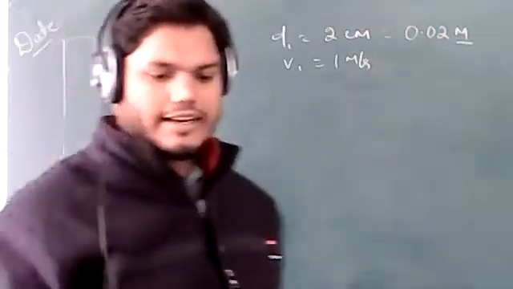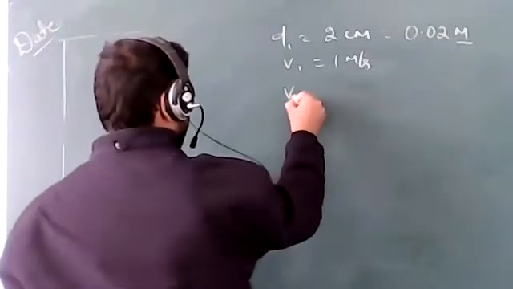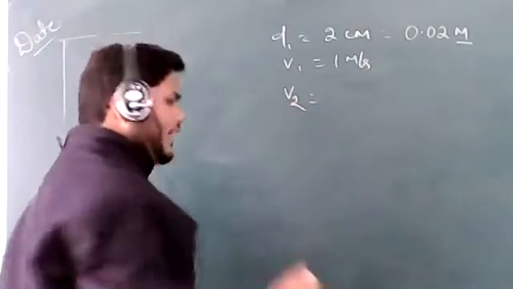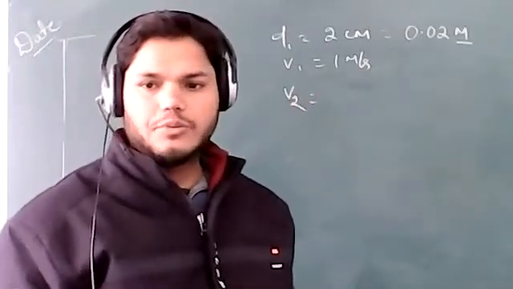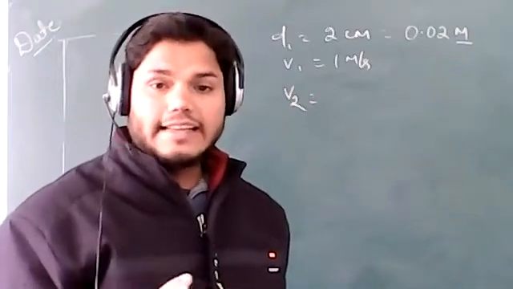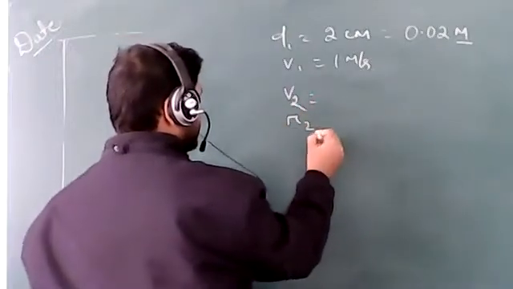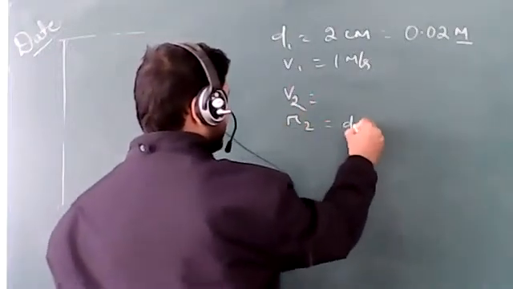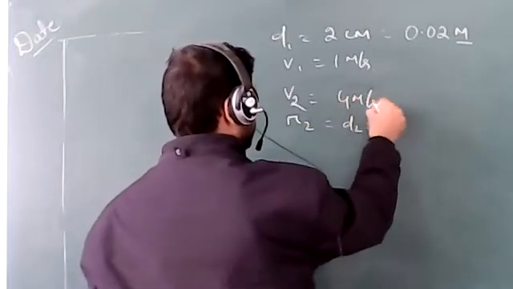And v2 means there is a nozzle. In that nozzle, the water speed is 4 meter per second, it is given. But you have to find the radius. After that, you can find the diameter also. The diameter also you have to find out.